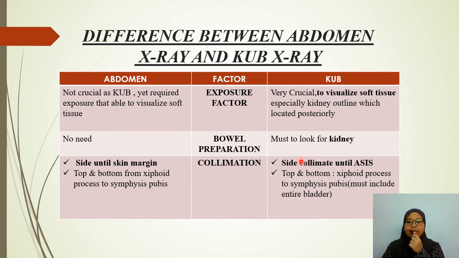Collimation for KUB and abdomen, the sides are collimated to the lateral skin margins. The top and bottom of the collimation for KUB and abdomen is from the xiphoid process to the symphysis pubis.